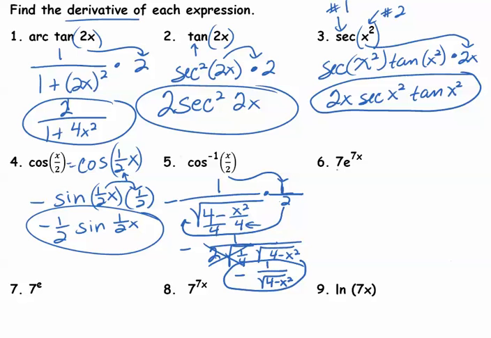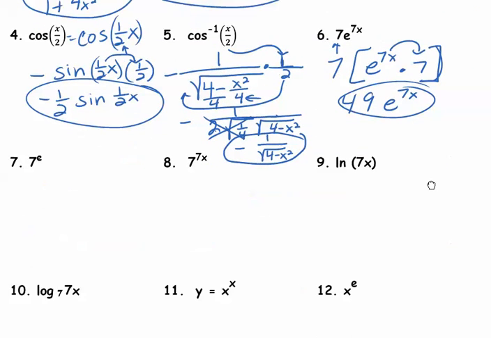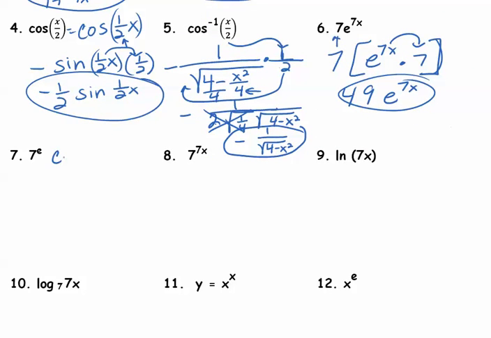All right, so our coefficient of 7 can come out of the derivative, and then our derivative of e to a glob is e to the glob. But don't forget the chain rule on the glob. So here we come up with 49e to the 7x. Our derivative of 7 to the e, notice there's no variable there. This is a constant, so our derivative is 0.